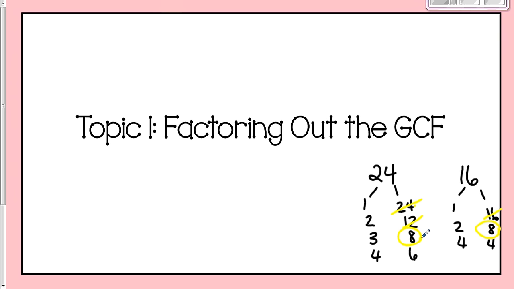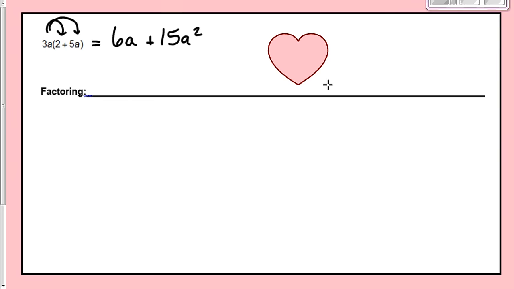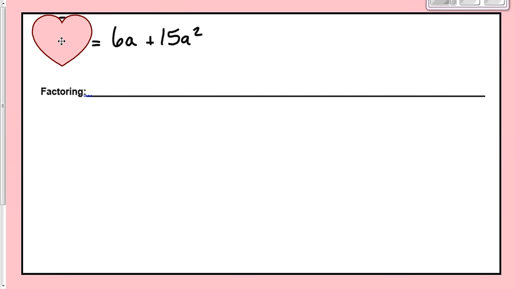We're going to extend this to polynomials, obviously, because we are in algebra, and it'll make more sense here in just a second. So what I want to start with is just a multiplication problem. If I gave you this little distribution problem, we would distribute 3a to both of these pieces, right? So 3a times 2, 6a, 3a times 5a, 15a squared, right? Okay, well, what if I wanted to cover up the original problem, and I said, hey, what was the original problem? And I wanted you to start with using that 6a plus 15a squared, okay?